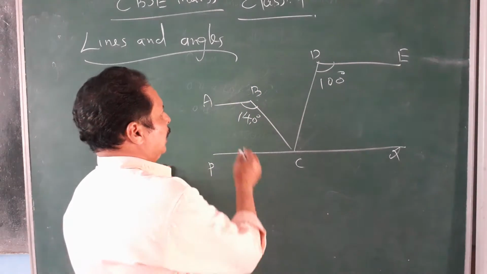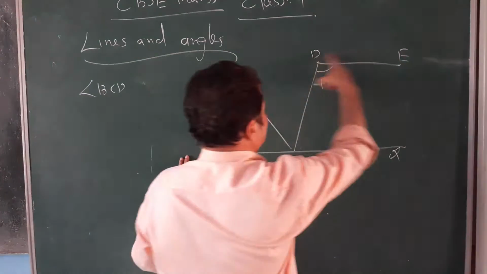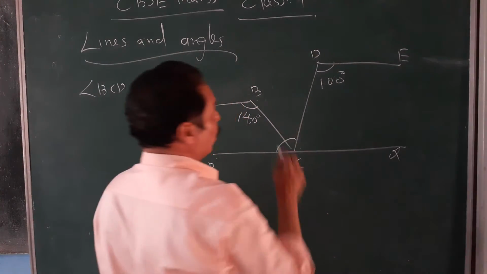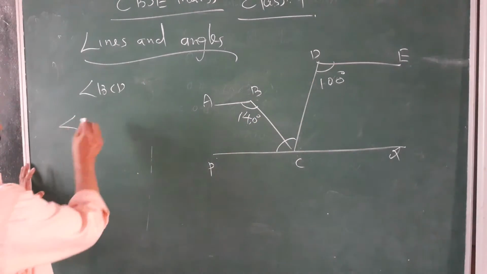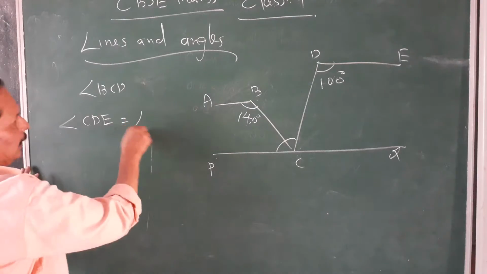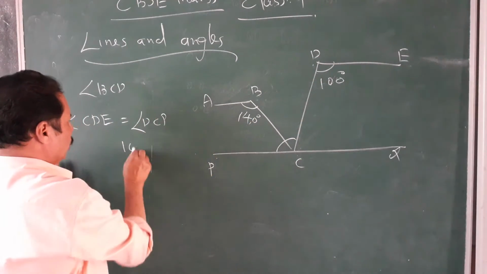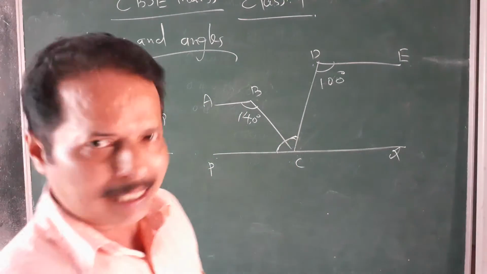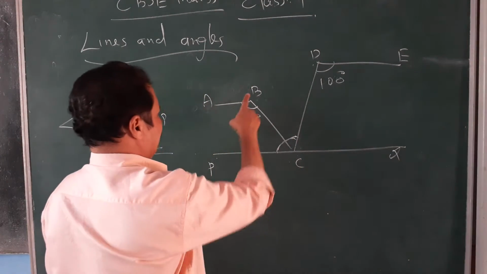Now, here it is 100 degrees. That is, angle CDE is 100. Then angle DCP is also 100 because alternate interior angles are equal. Angle CDE equals angle DCP. Both of them are 100. Clear? And angle ABC is 140.